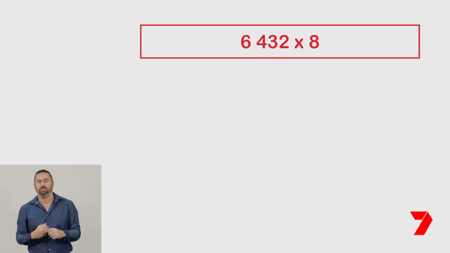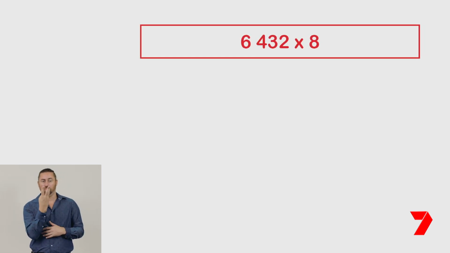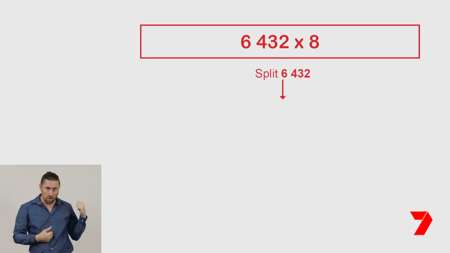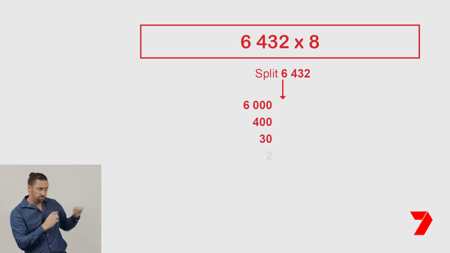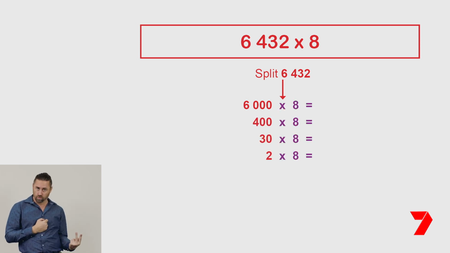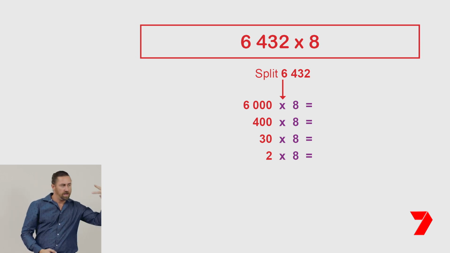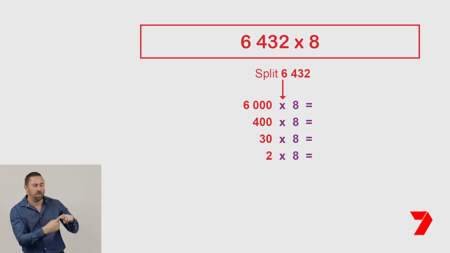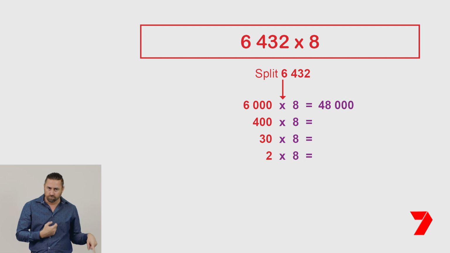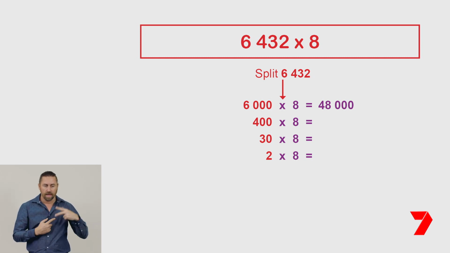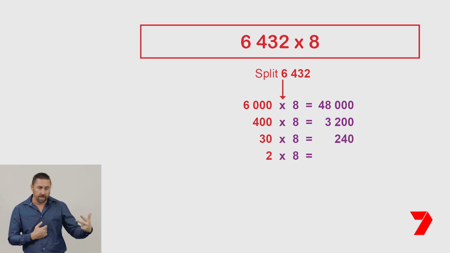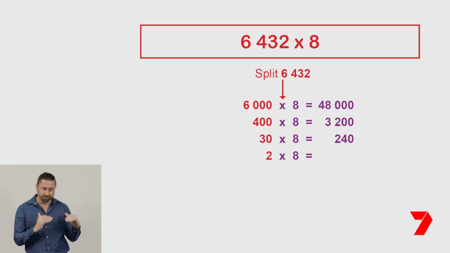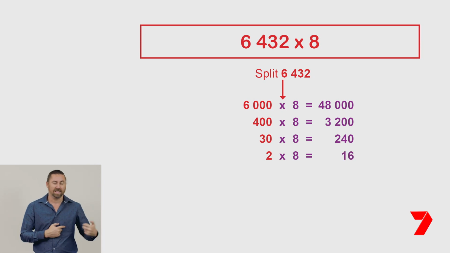Let's try another example. How about 6,432 multiplied by 8? Firstly, we'll split the value into 6,430 and 2. Then we'll multiply each of those by 8. So 6,000 multiplied by 8 is 48,000, and 400 multiplied by 8 is 3,200. 30 multiplied by 8 is 240, and lastly 2 multiplied by 8 is 16.